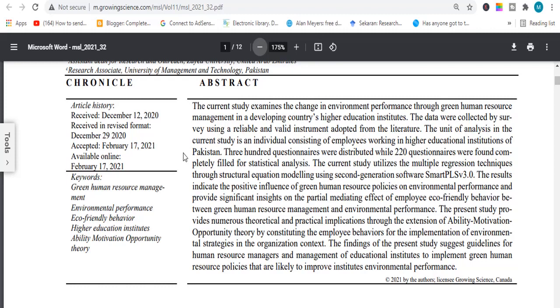Here I am telling you about the abstract of a research paper and of a thesis. You can see in the abstract, they are starting this time with "the current study examines the change." They are starting the purpose in a different way. You can also start like this. Then they are telling about the methodology, then data analysis techniques, then data collection techniques, then the sample size, then what the results of the study are, then their findings. So here are the findings of the study. You can also write your abstract for your thesis and for your research paper like this.